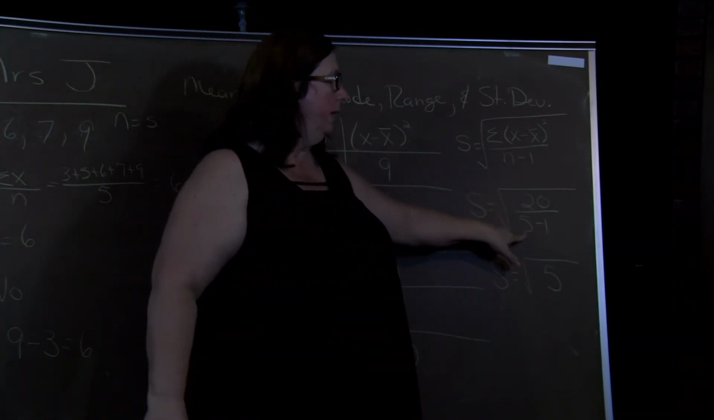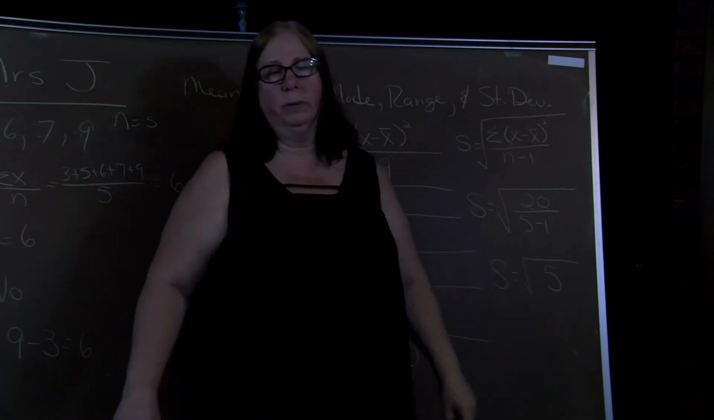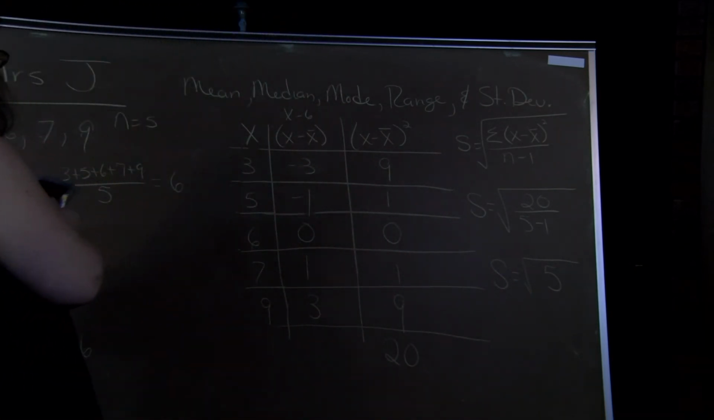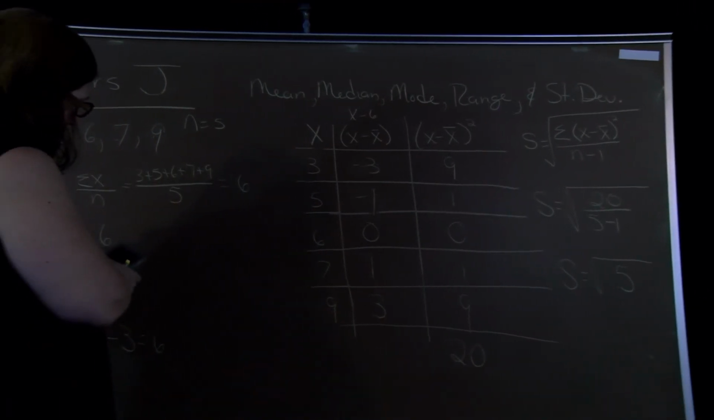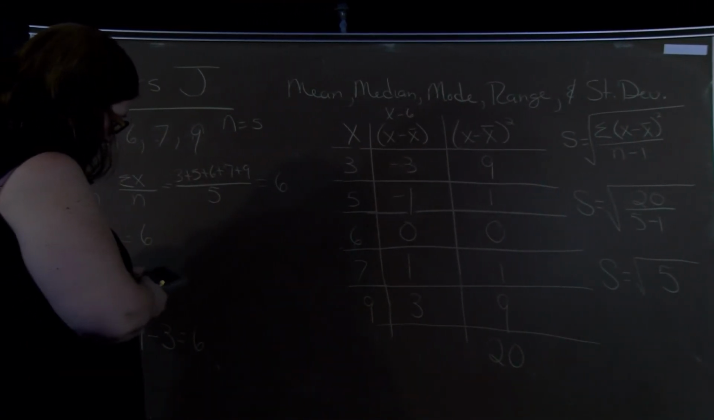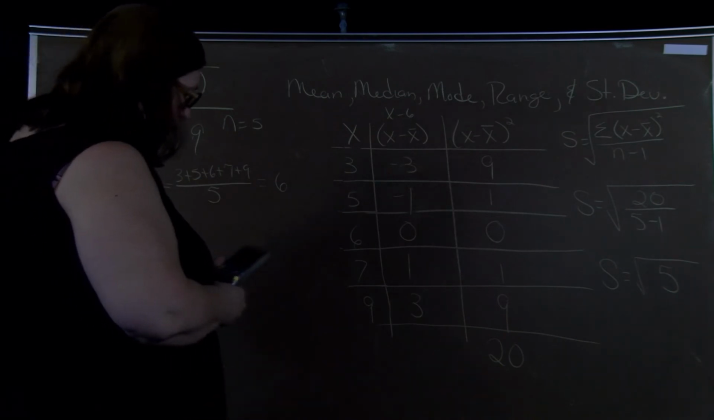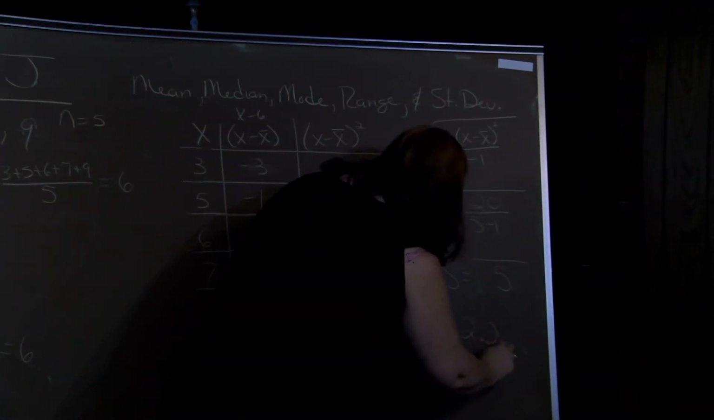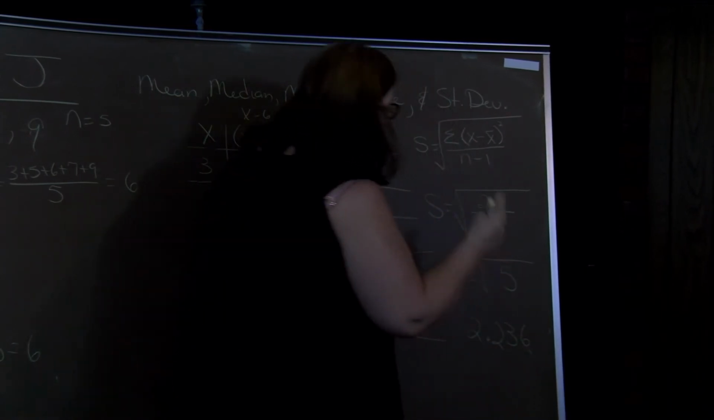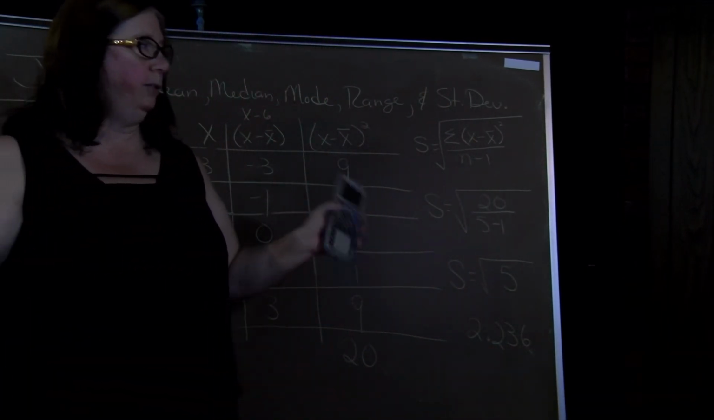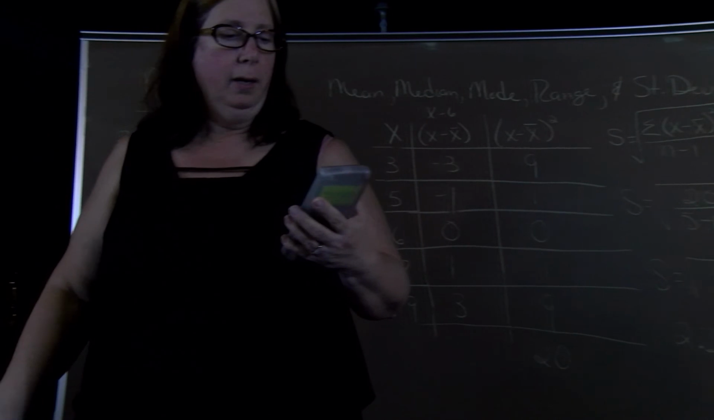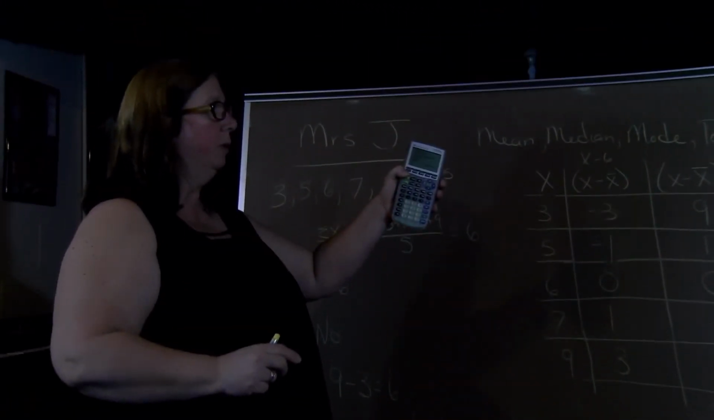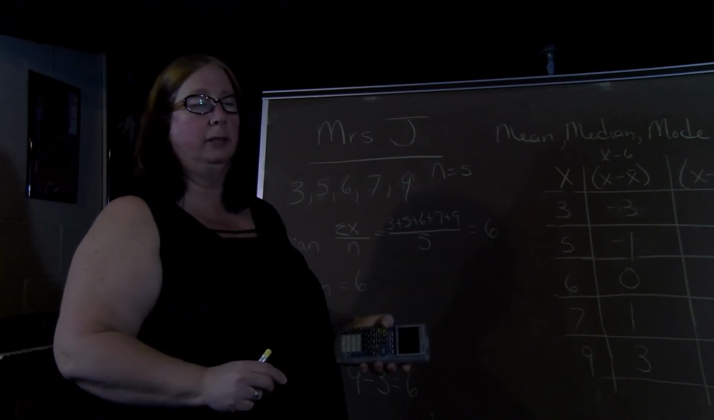So 20 divided by 4 is 5, and the square root of 5 is 2.236, going to 3 decimal places, but it depends on how many you need to go. Make sure if you are doing it in parts, do not round until the end.